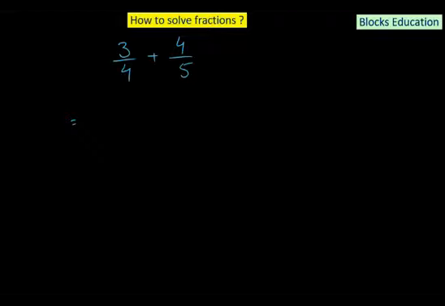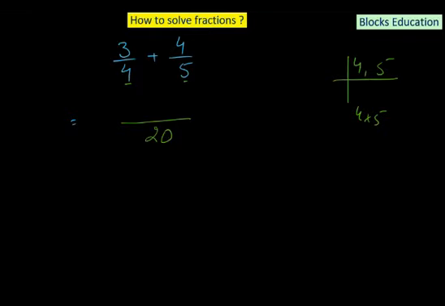So the method of solving fractions is just take the LCM of the denominators, which are 4 and 5. If you take the LCM of 4 and 5, no table can divide 4 and 5 simultaneously, so there's no point in it. So just multiply together, which is 4 into 5, which is 20. So 20 is the LCM.